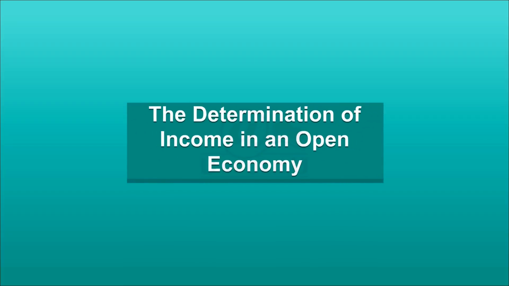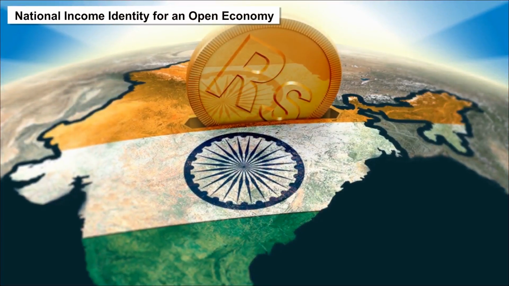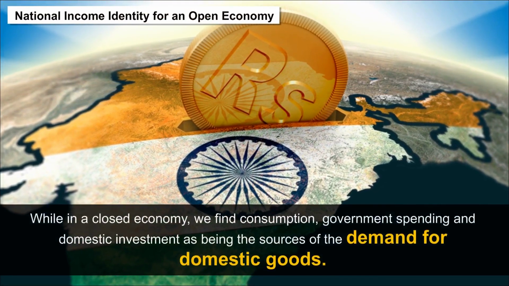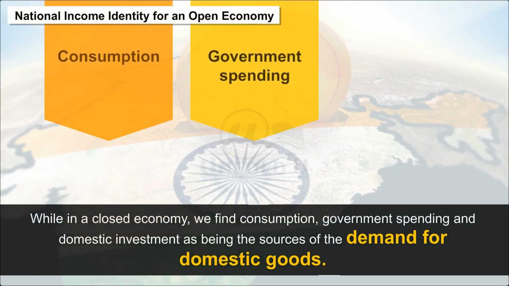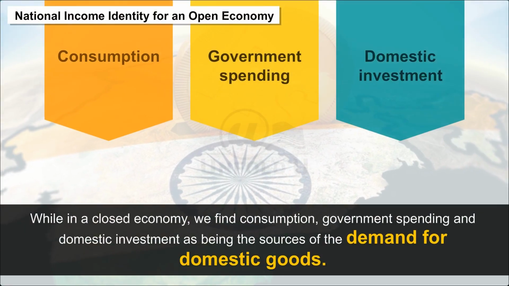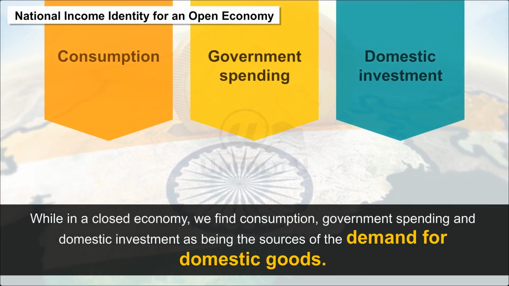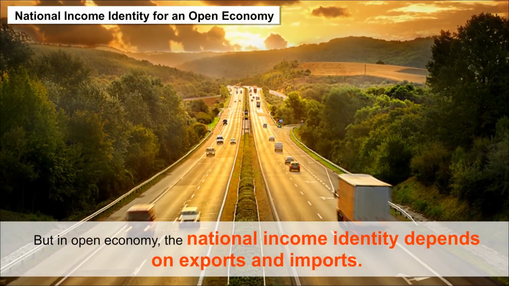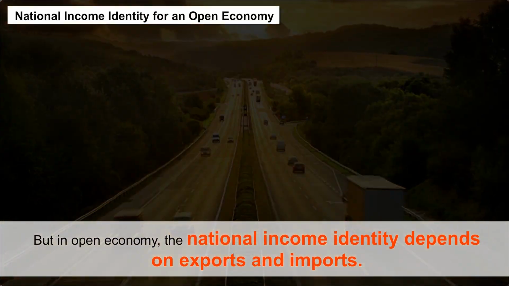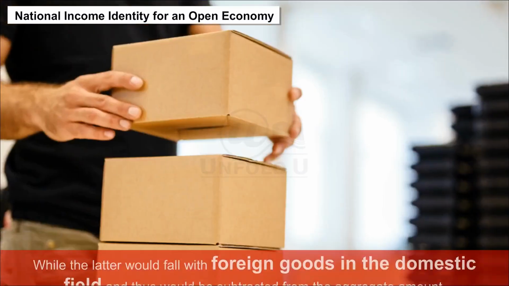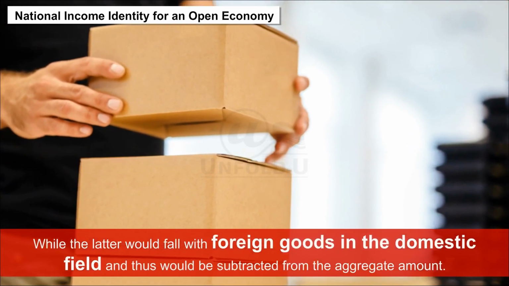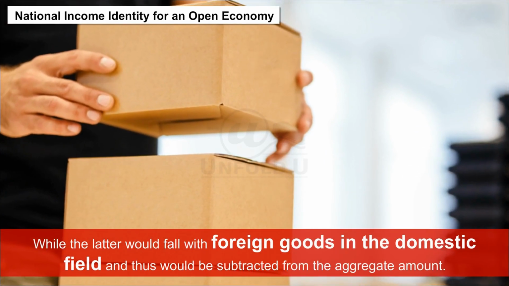The determination of income in an open economy. National income identity for an open economy. While in a closed economy, we find consumption, government spending, and domestic investment as being the sources of demand for domestic goods. But in an open economy, the national income identity depends on exports and imports, while the latter would fall with foreign goods in the domestic field and thus would be subtracted from the aggregate amount.